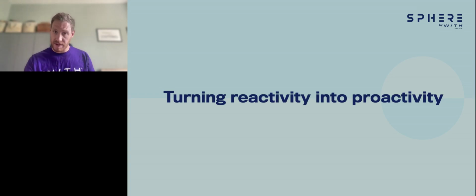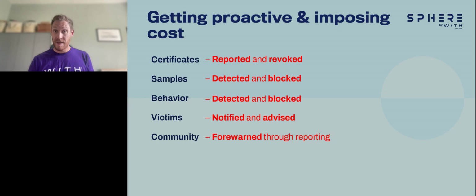Of course, this came from an incident response engagement, and one victim, unfortunately, fell victim to that rather unfairly, I think, because as we mentioned earlier, they were trying to do the right things. However, from this, we now know that certificates have been reported and revoked, samples detected and blocked. The behavior is detected and blocked as well. We've got hunting queries as well if it develops outside of those behavioral patterns. Victims have been notified and advised.